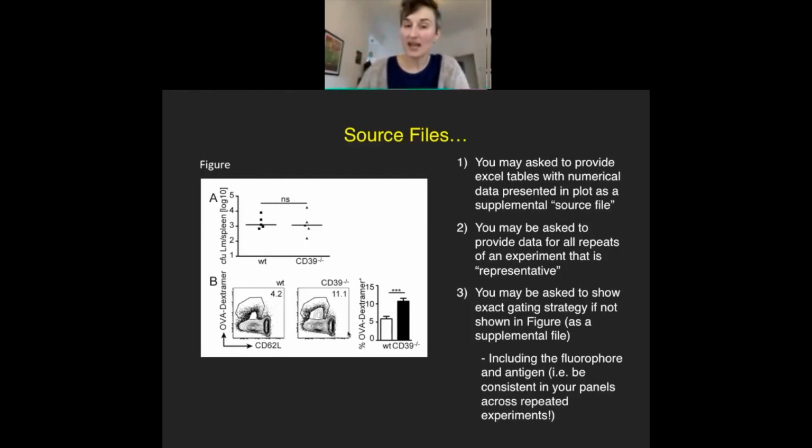Have that ready. Know exactly how your gating strategy works, because they might find errors when they look through it and something doesn't look good. Of course, this slows down your publication. They might ask you to include fluorophores and antigens, so be really thorough.